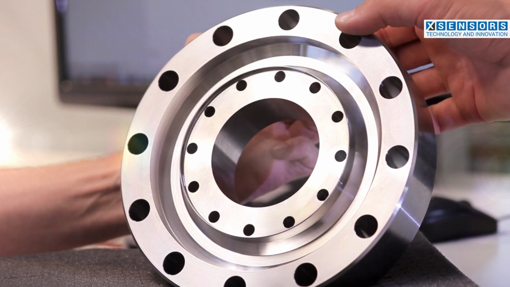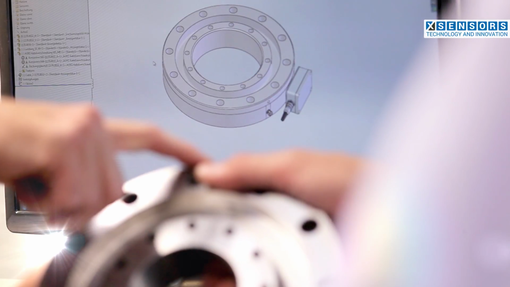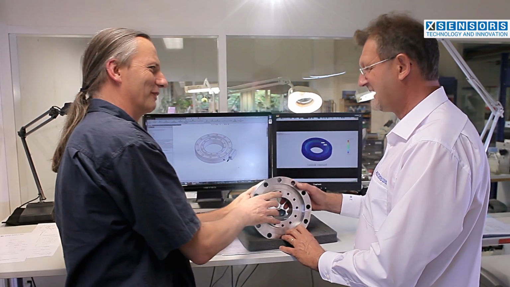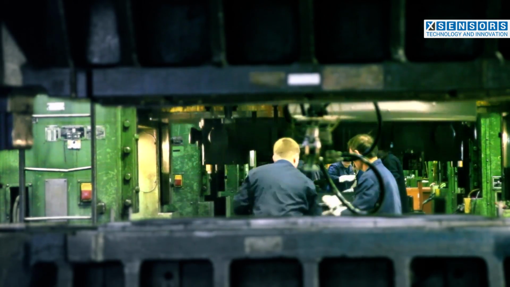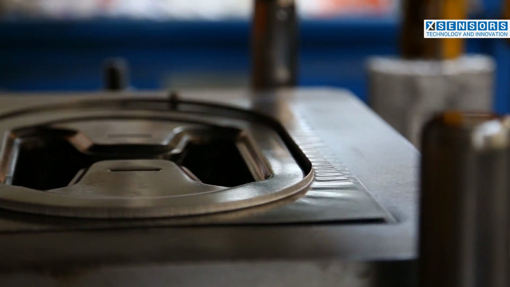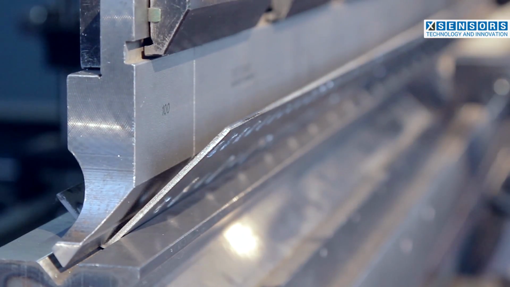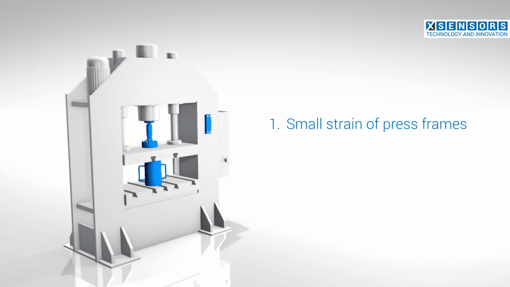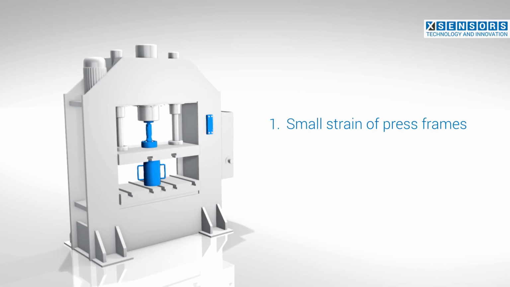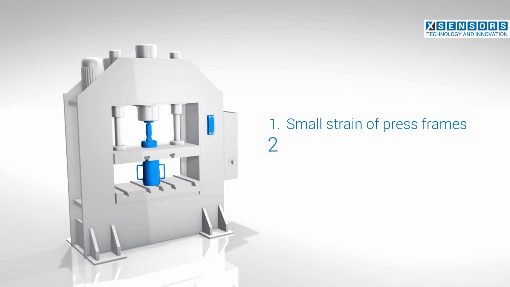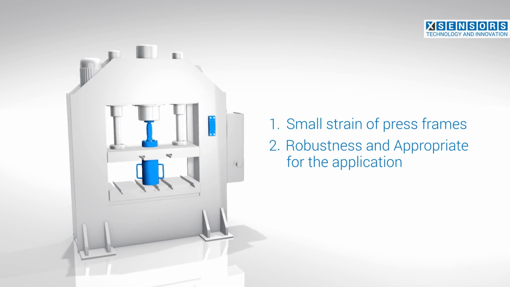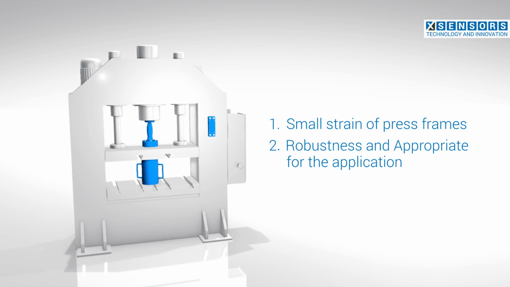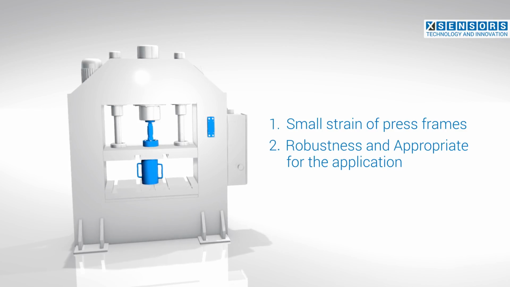X sensors manufactures first-class sensors and electronics for the measurement of force and strain. The applications of press machines, such as forming, cutting, and joining, present the following challenges. First, press frames are being made stronger all the time, meaning they show minimal strain. Second, the measurement of press forces makes great demands on sensors in terms of robustness and appropriate type for the application.